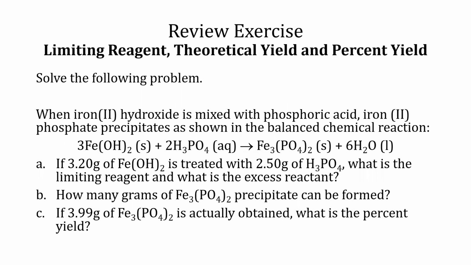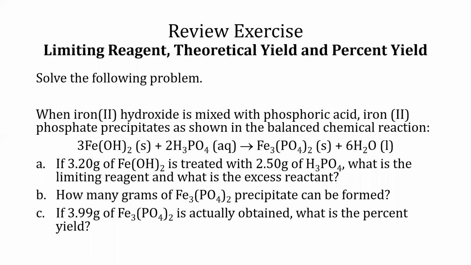Review exercise involving limiting reagent, theoretical yield, and percent yield includes this problem. Solve the following problem. When iron(II) hydroxide is mixed with phosphoric acid, iron(II) phosphate precipitates as shown in the balanced chemical reaction. 3Fe(OH)2(s) plus 2H3PO4(aq) forms Fe3(PO4)2(s) plus 6H2O(l).